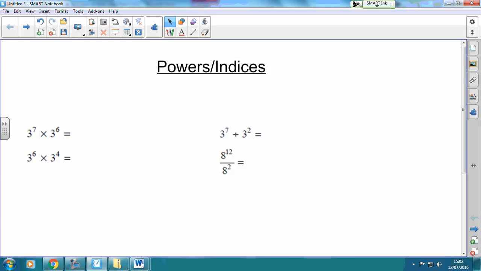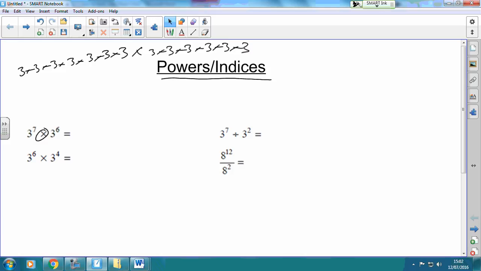And powers or indices, I've put both of them here because they're both exactly the same thing. Powers are 3 to the power of 7. Now what this would mean is 3 times 3 times 3 times 3 times 3 times 3 times 3. So that's just 3, 7 times. Then we're multiplying it, so times by 3 to the power of 6. So 3 times 3 times 3 times 3 times 3 times 3.